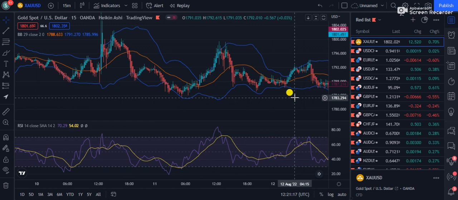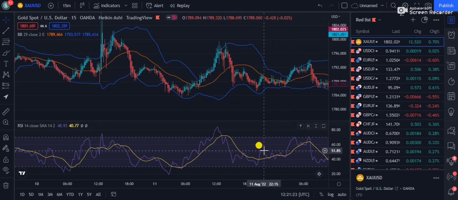And I personally recommend the 15-minute time frame, because when we use it on the lower time frames, then sometimes the market becomes very tricky. So the best option is the 15-minute.